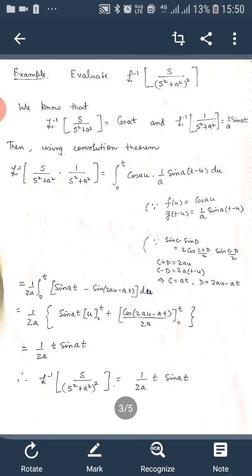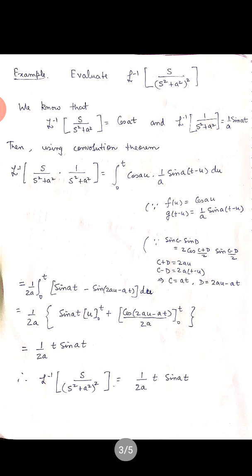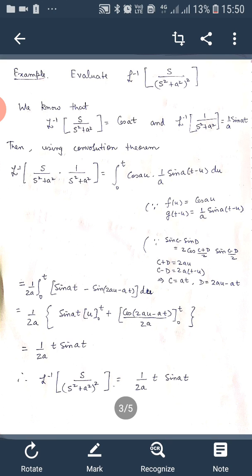Then the inverse Laplace transform of s over s square plus a square times 1 over s square plus a square, if you use the convolution theorem, can be written as integration from 0 to t of cos au times 1 over a sin of a, in the bracket we have t minus u, du. So why are we taking this? Since f(u) is equal to cos au and g(t minus u) is nothing but 1 over a sin of a(t minus u) here.